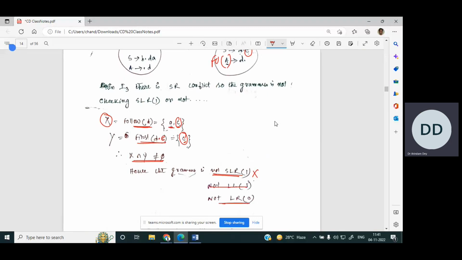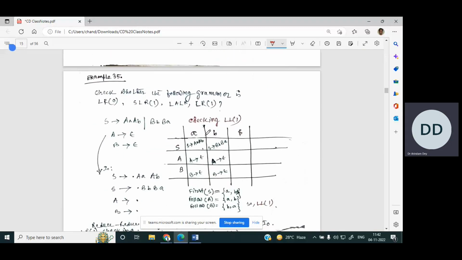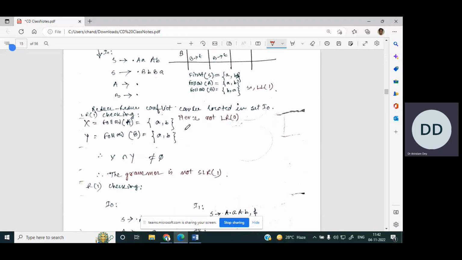I am not commenting on LL1, because already you know how to check whether the grammar is LL1 or not. Our main focus is whether it is LR0 or SLR1. Okay. Some more examples are given over here. You should make complete practice on it, LR0 and SLR1. In the next video, we will be moving to the CLR and LALR part.